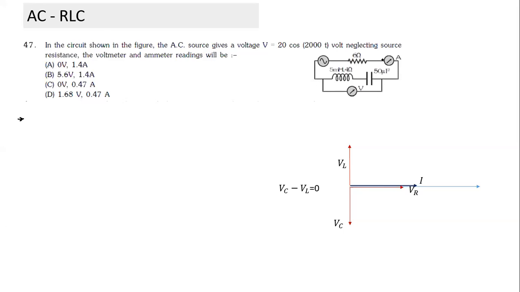Do we need to find current here or not? To find the ammeter reading, I have to find the current. And to find VL also I need the value of current. To find the voltmeter reading, I need a phasor diagram of voltage, and to find the phasor diagram, I need current, and to find current, I need impedance. So that tells me the method is clear.